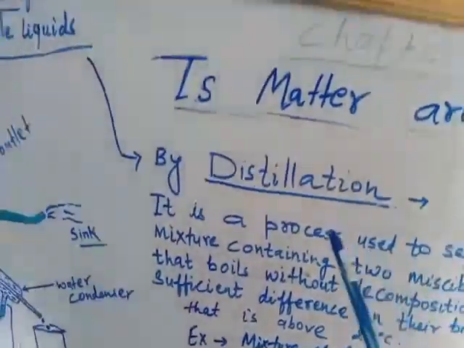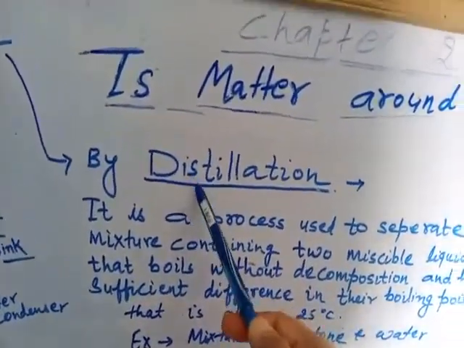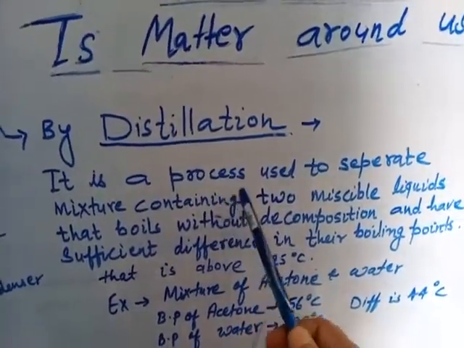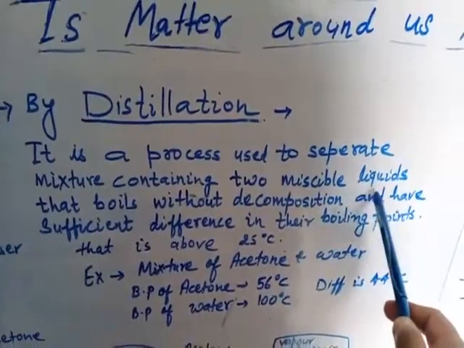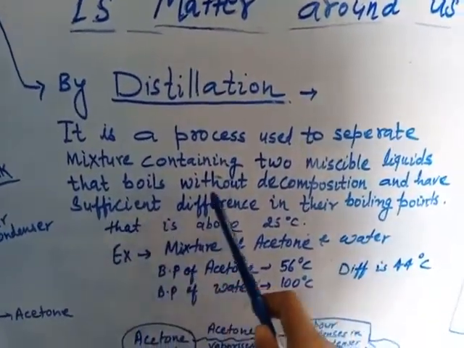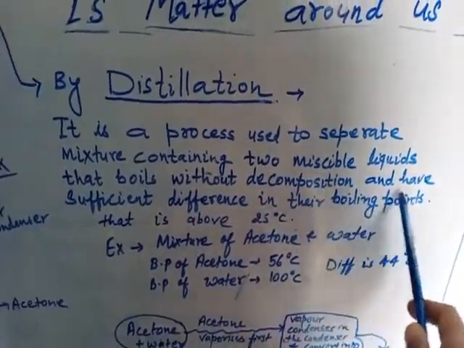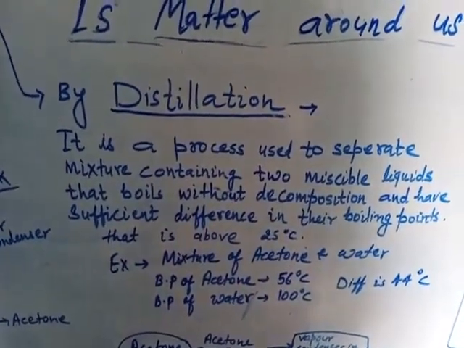Now what is the definition of the simple distillation process? The distillation process or simple distillation process is a process which is used to separate a mixture containing two miscible liquids that boil without decomposition and have sufficient differences in their boiling points, that is above 25 degrees Celsius.